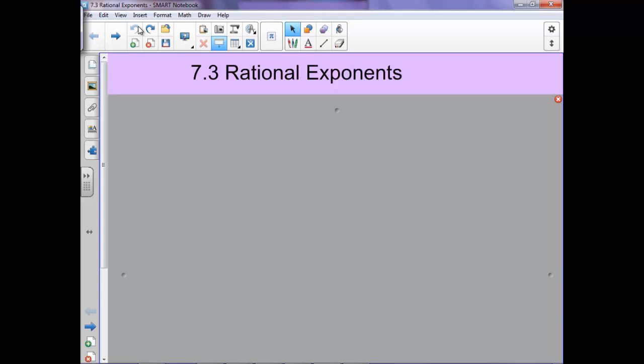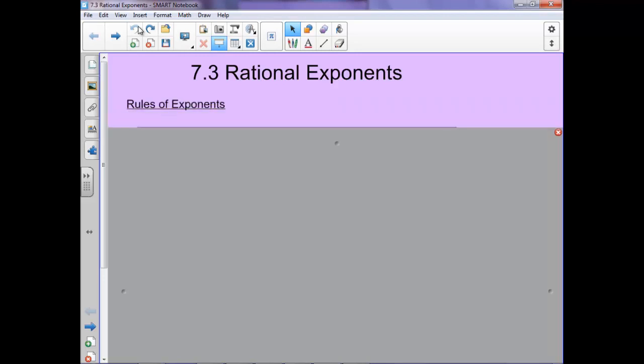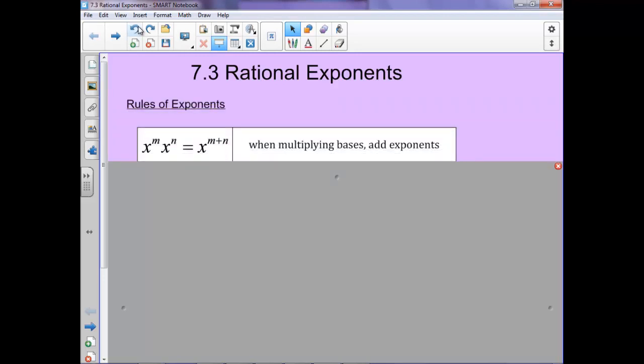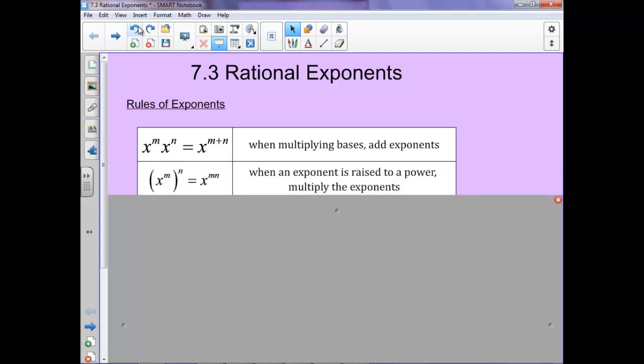This section is rational exponents. To begin with, we are going to go ahead and review our rules of exponents. So first off, when we multiply bases, we add our exponents. When we have a power to a power, you multiply your exponents.